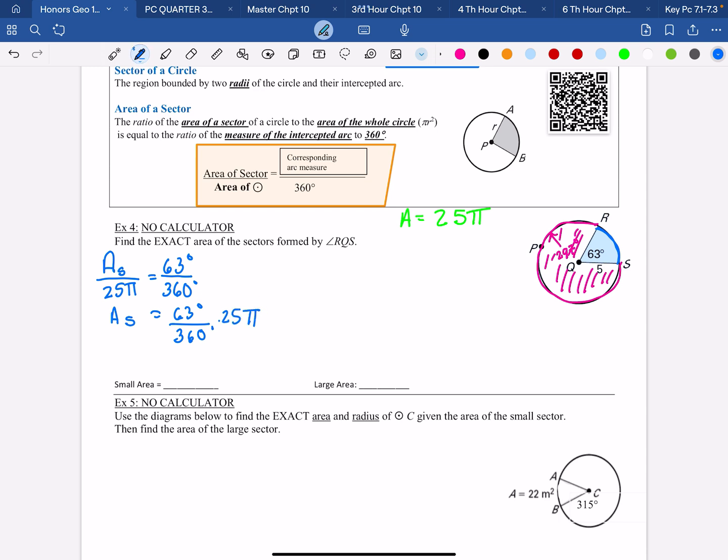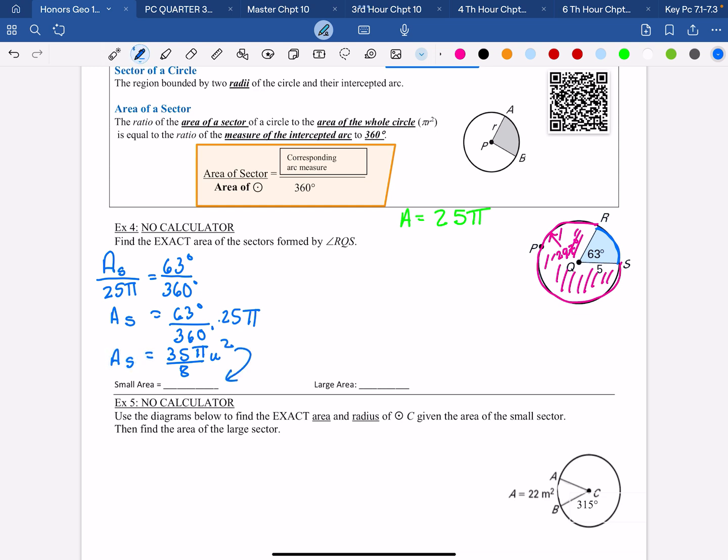Go ahead and simplify that all the way down. I'll give you a couple seconds to do that. Ask yourself what goes into the top and the bottom evenly. We do know that we can divide the top and bottom by 5. Keep going all the way down and let's see what you get. You can pause me if you want. At the end of the day, the area of the small sector ends up being 35 pi divided by 8 units squared, and that is that value right there.